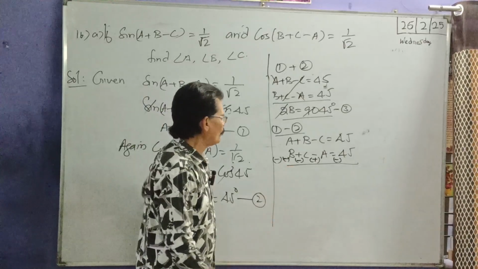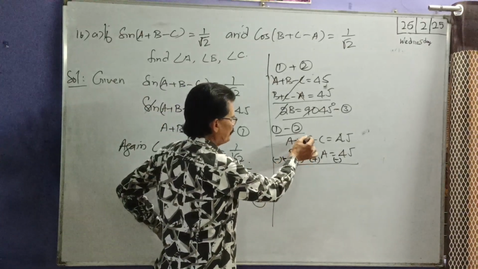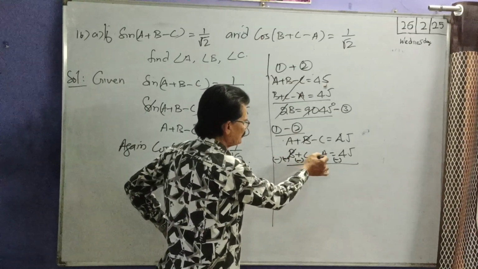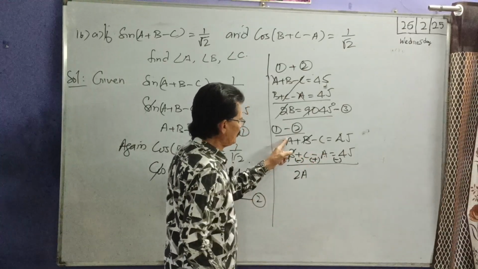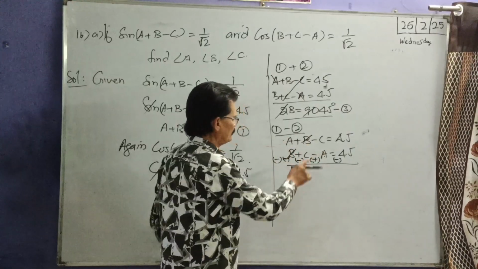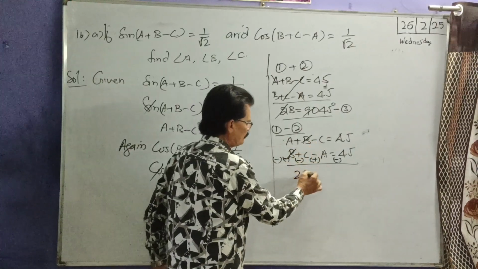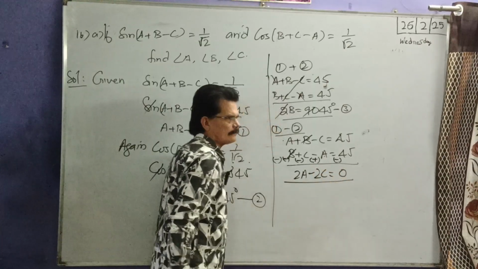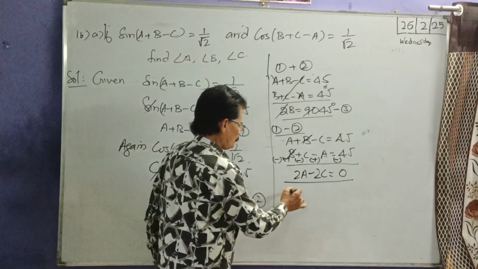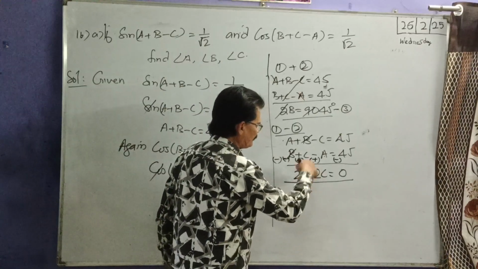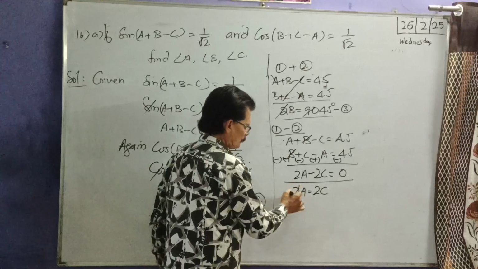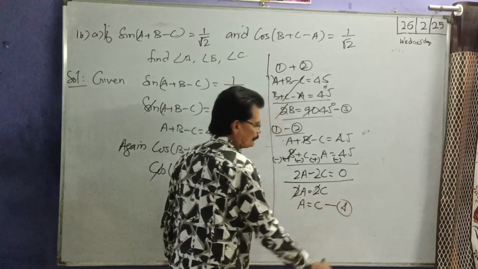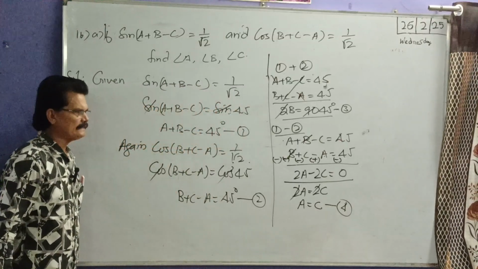Now what is cancelling, you tell me? Plus B minus B is cancelling. A plus A is 2A. Minus C minus C is minus 2C, equal to 0. So 2A is equal to 2C; the 2 cancels. A is equal to C. This is equation 4.